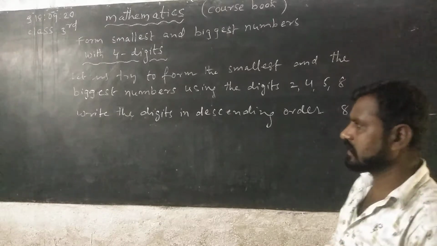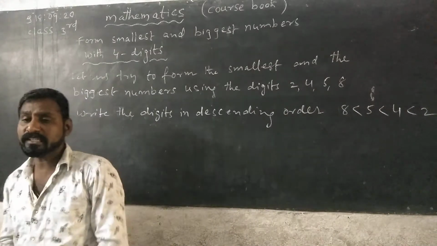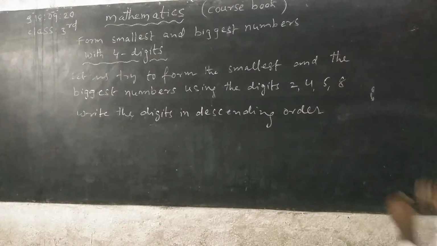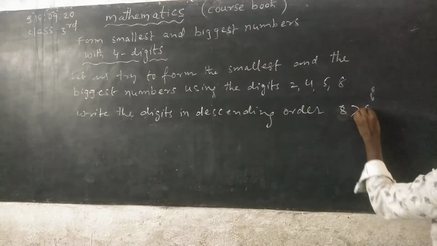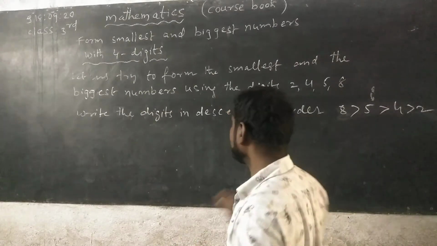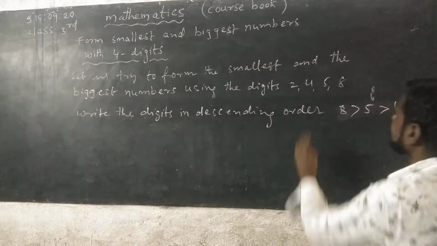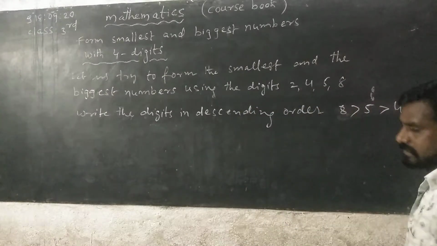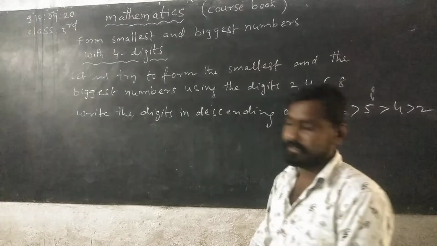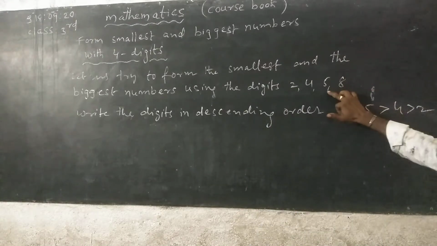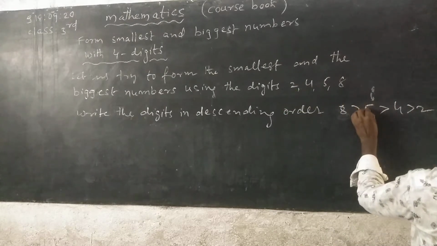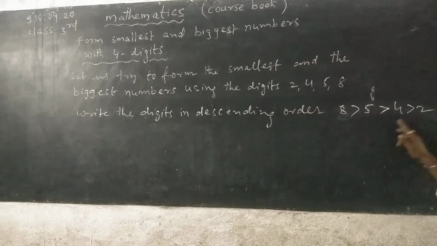Now next, 5, less than 8, greater than 4, greater than 2. See, 8 is greater than 5, greater than 4, greater than 2. Write the digits in descending order. So among these digits 2, 4, 5, 8 you select the biggest one, 8. Now 8 is completed. The remaining digits, how many are there? 3 digits are there: 5, 4, 2. Now next you write 5, greater than 4, greater than 2.